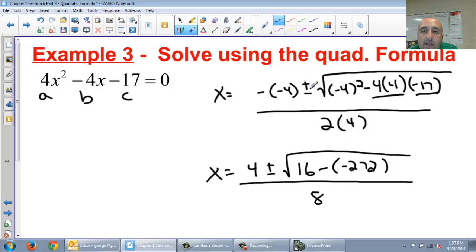This is the area where people make the most mistakes, underneath the square root. So try to make sure the signs are correct. Let's go over that one more time. Negative 4 squared is 16, and I'm going to bring down my negative sign, and then I have 4 times 4 is 16. 16 times negative 17 is negative 272. So make sure you get those signs correct.